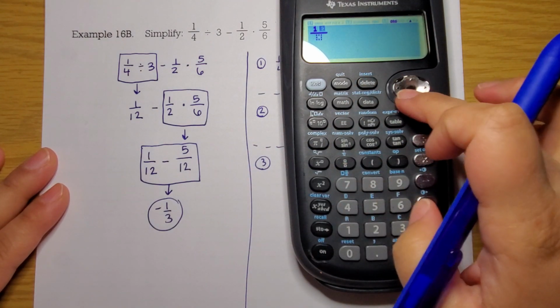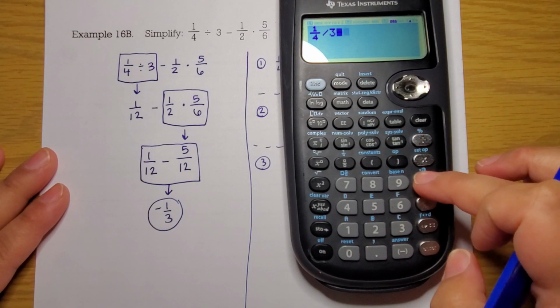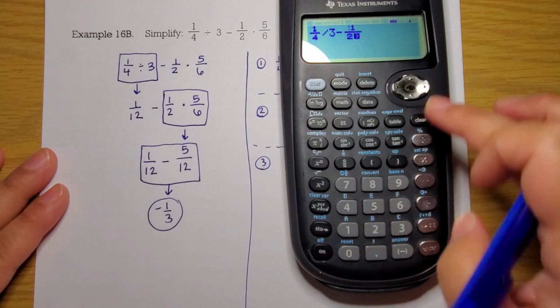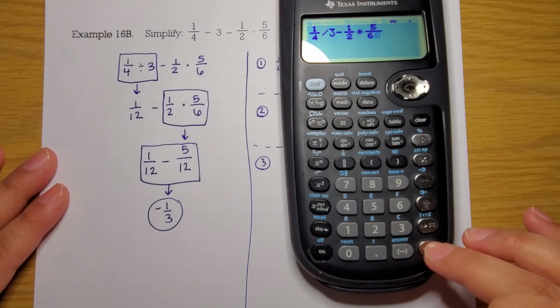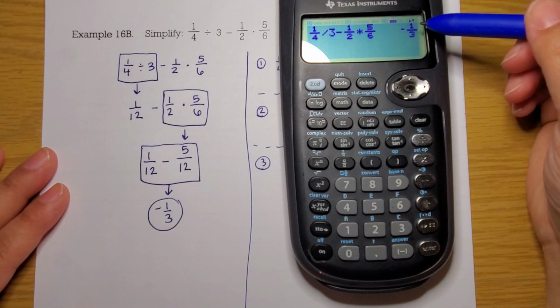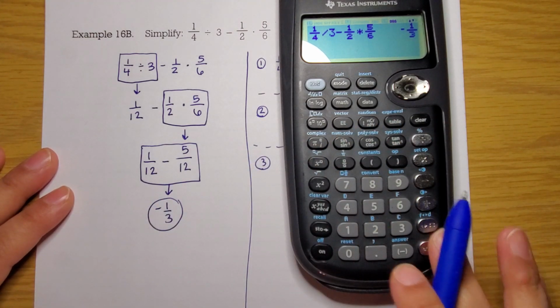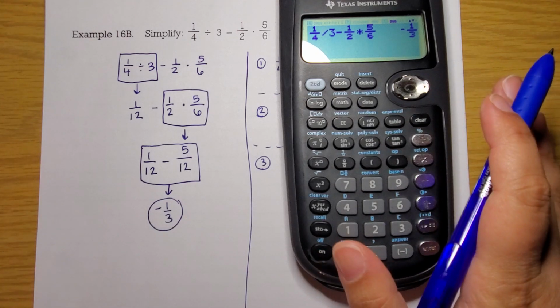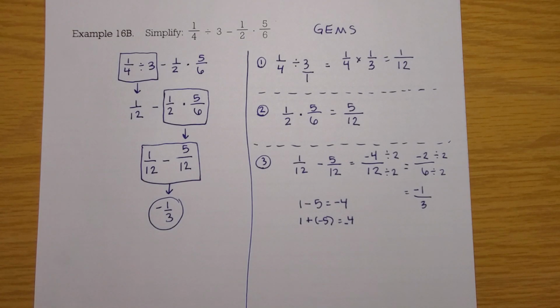So I'm going to do 1/4 divided by 3 minus 1/2 times 5/6. All right, cool, we got a negative 1/3. So that matches. Okay, now you might be wondering, Professor Ad, why do we have to do all of this by hand when, look, the calculator does it, right? No mess, no fuss. So there are a couple of reasons that it's worthwhile to work through this by hand.